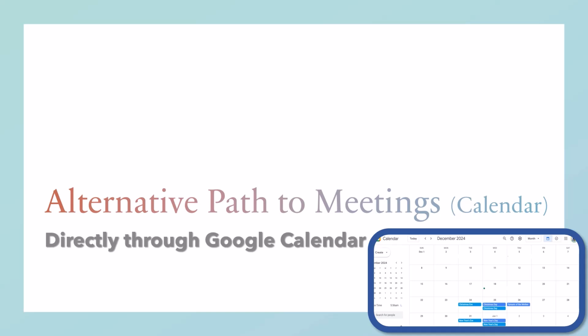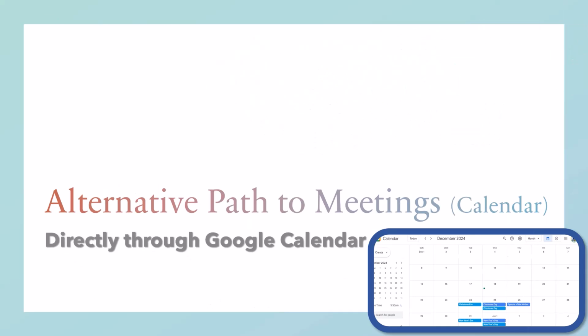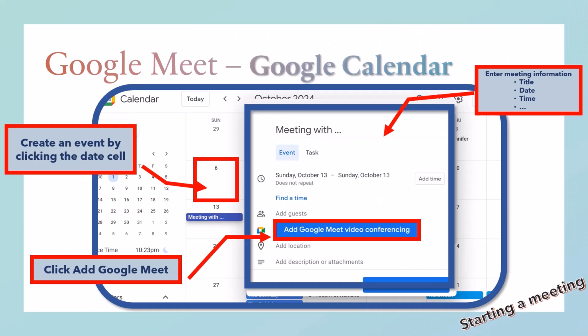Another approach to creating a Google meeting is directly through Google Calendar. When we create an entry in Google Calendar, we can make that entry, as we have seen, into a Google meeting as well. Creating a Google meeting through Google Calendar is another very straightforward process. To create the Google meeting, what we first do is we create an event in Google Calendar for the date the meeting will take place.